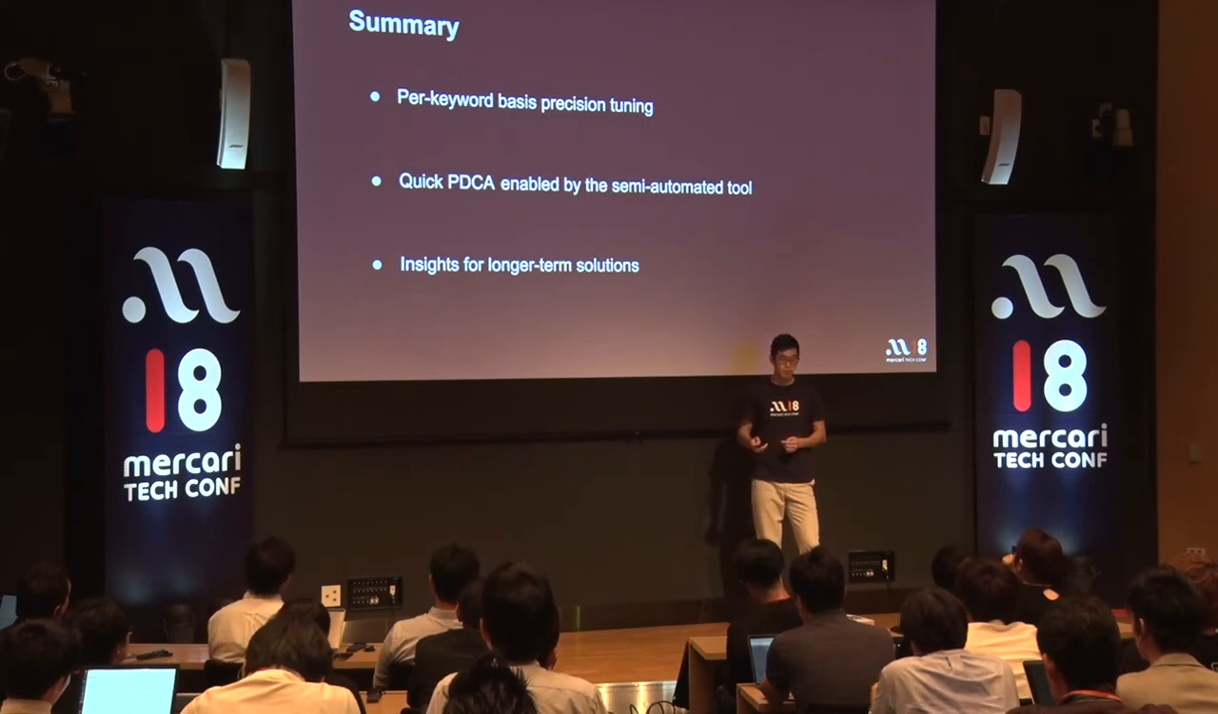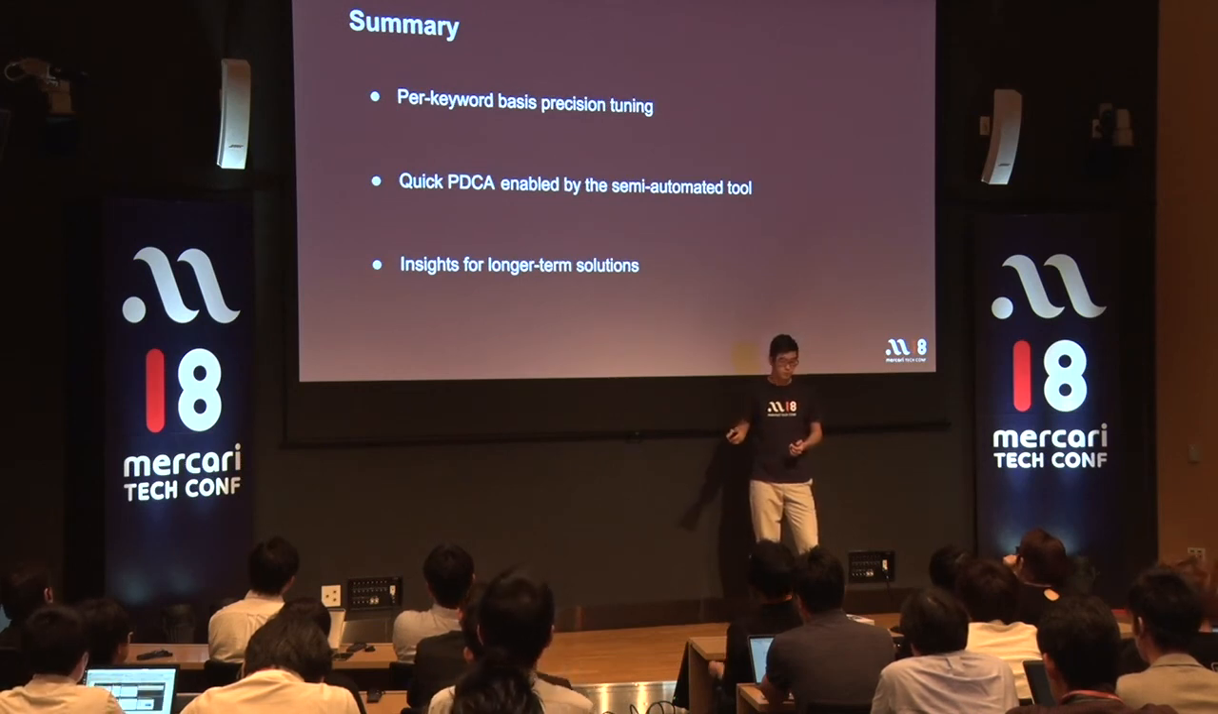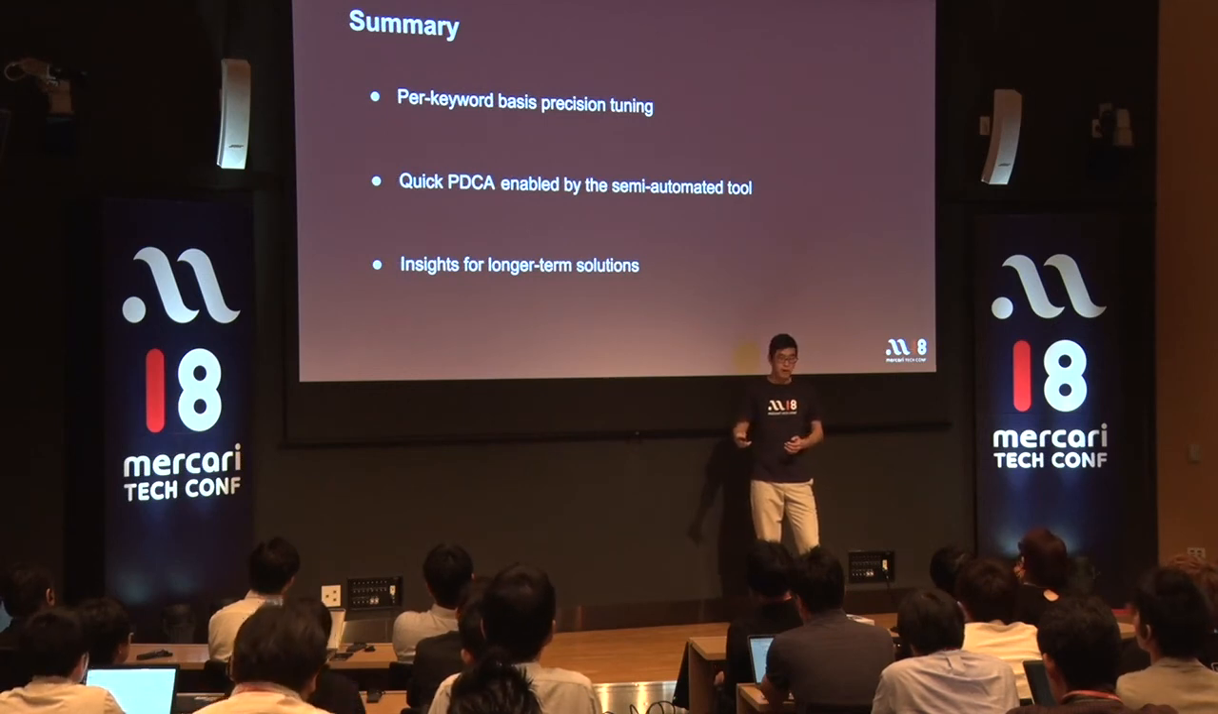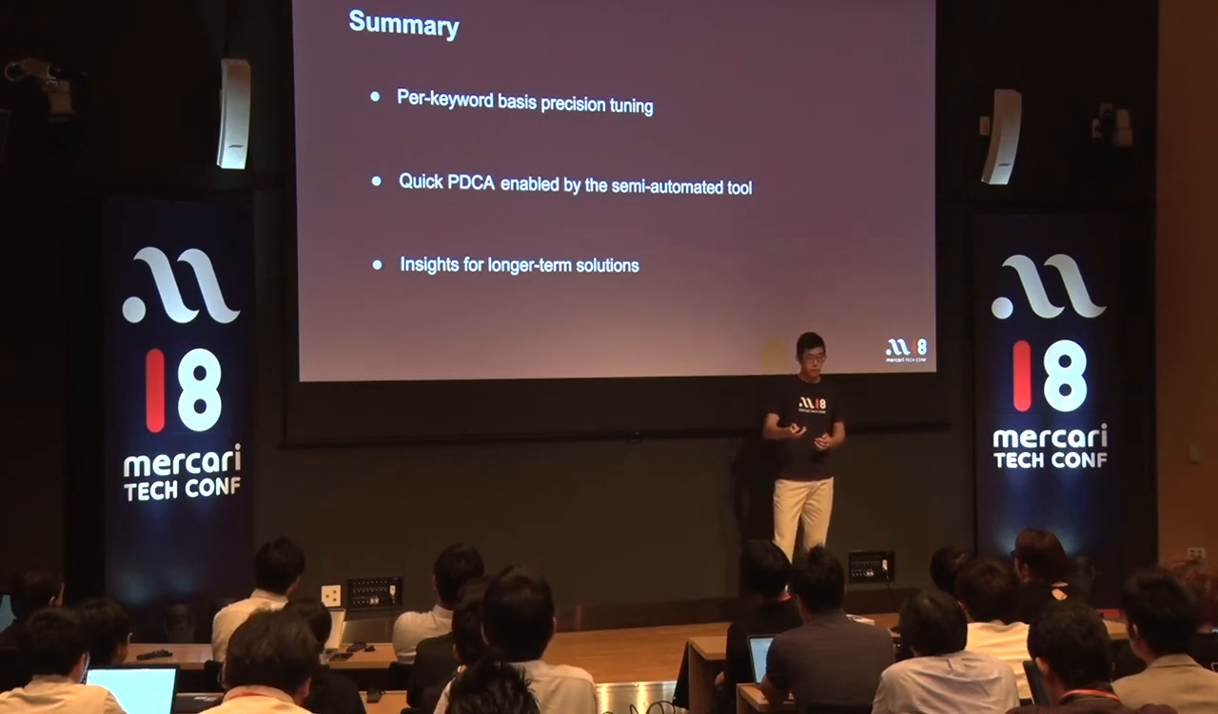And to recap, I talked about per keyword precision tuning, which is a quick and effective solution to low precision keywords. And it was made even quicker by our semi-automation tool. This time we did it for 100 keywords. We can probably do it for 200 keywords, but it would not be efficient to do it for thousands of keywords. And that is okay, that's why the insights that we gained matter.